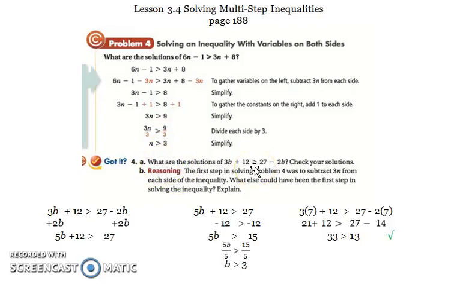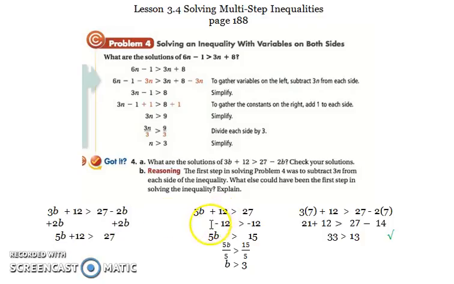What are the solutions of 3b plus 12 greater than 27 minus 2b? So 3b plus 12 greater than 27 minus 2b. So the smaller one is always the negative one, if there is a negative one. So you're going to add 2b to both sides. That gives you 5b plus 12 on this side, and just the 27 on this side.